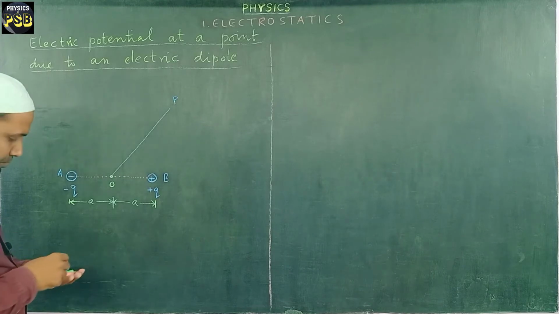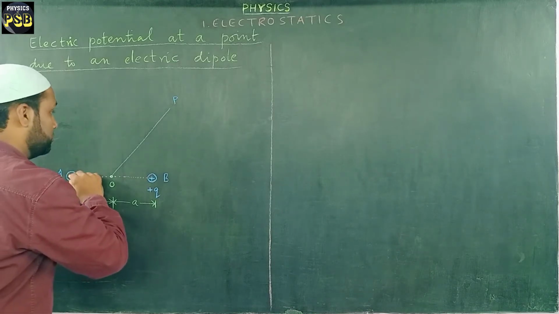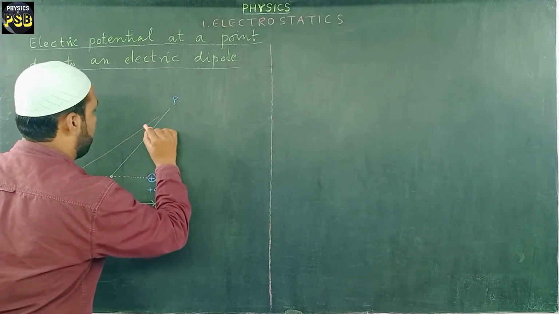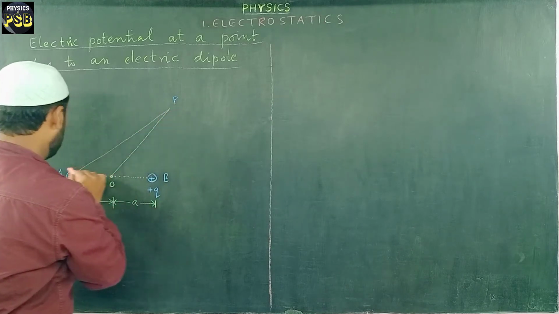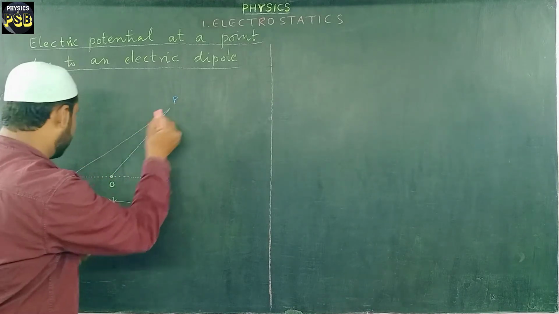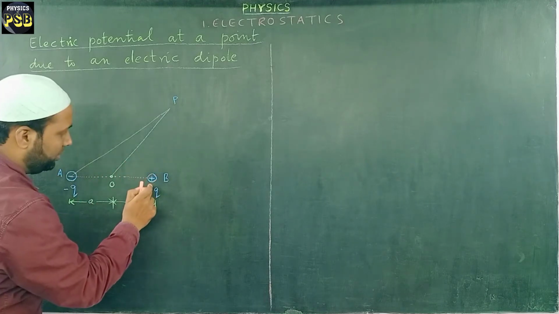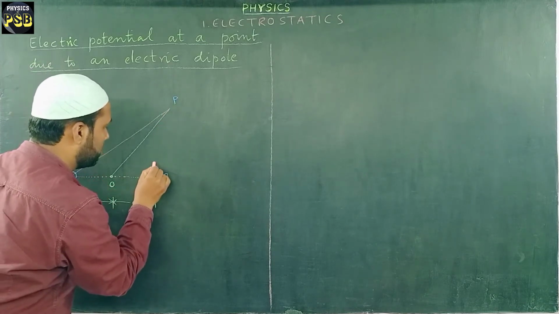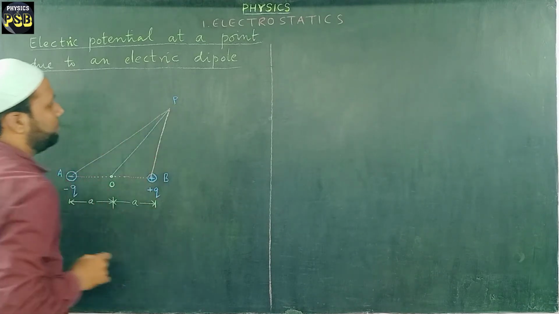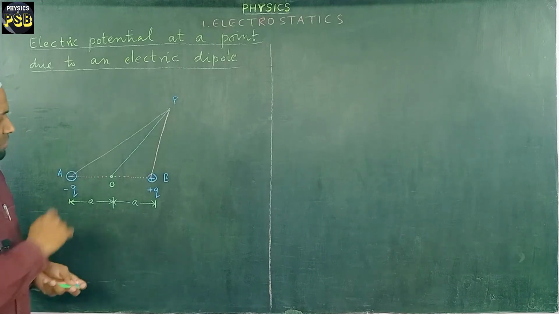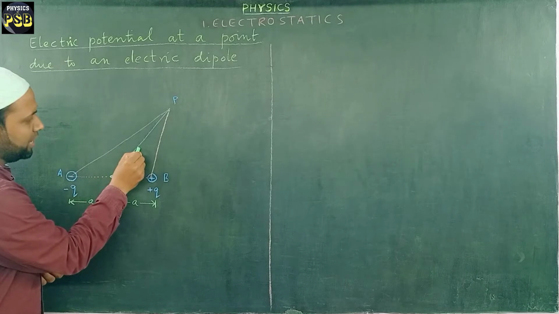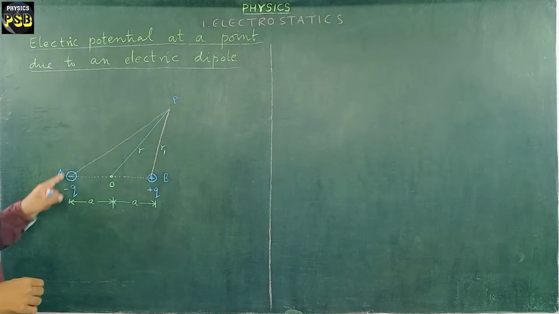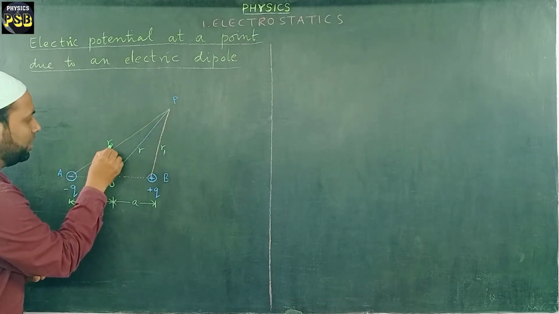Let's do that. Now I'll connect this point to A. Point P is connected to A. Similarly, point B is also connected to point P. Now, what is the distance between O and P? It is taken as r, and the distance between B and P is taken as r1. The distance between A and P is taken as r2.